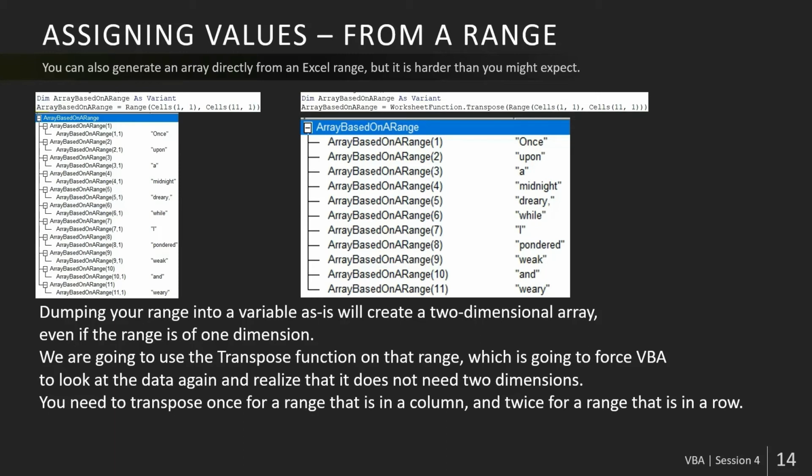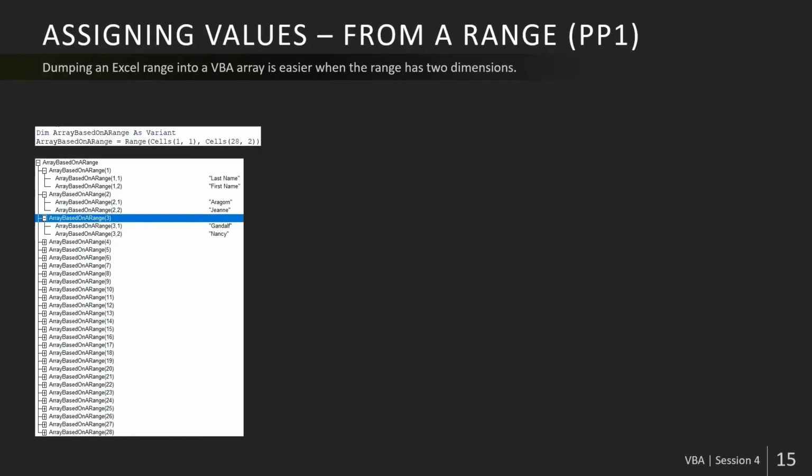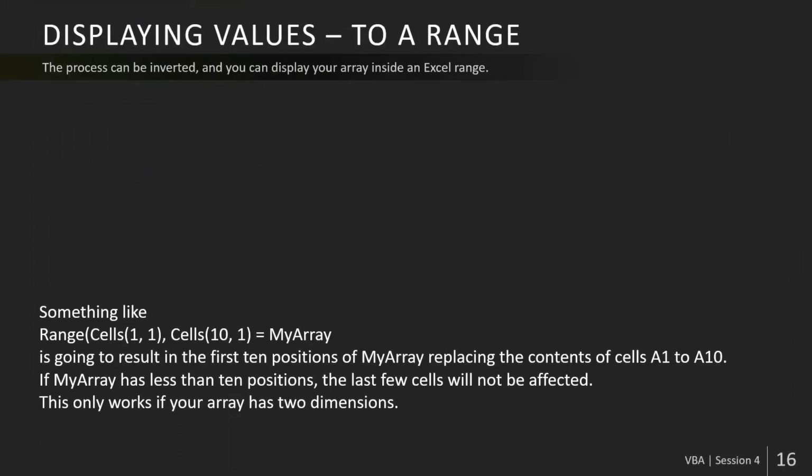Therefore, we're going to use Excel's transpose function to fix this. Transpose once if the source range is a single column, and twice if the source range is a single row. As you can see, if the source range is bidimensional, you don't need to transpose at all. You can also display your entire array to a range at once, but this is only possible if your array is bidimensional. If it is not, you need to display its elements one by one.